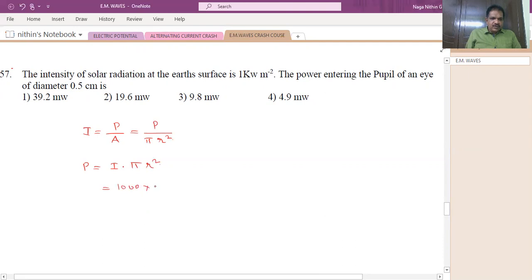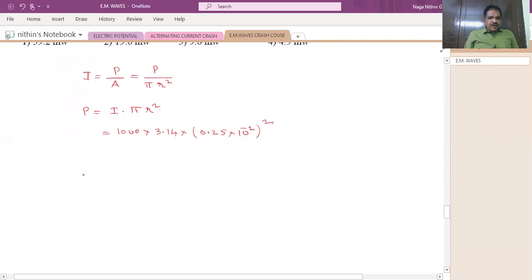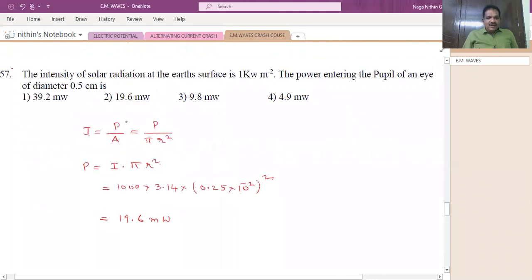This will be 1000 into 3.14, radius will be 0.25 centimeter converted into meter, whole square. After calculation, this value will be 19.6 milliwatt we will get. 19.6 milliwatt. Next.